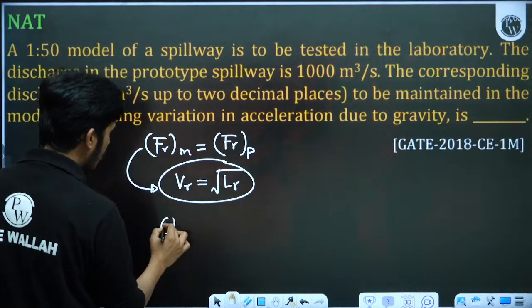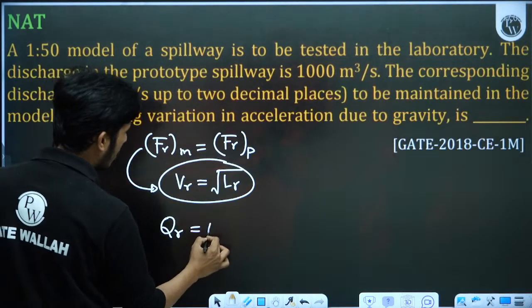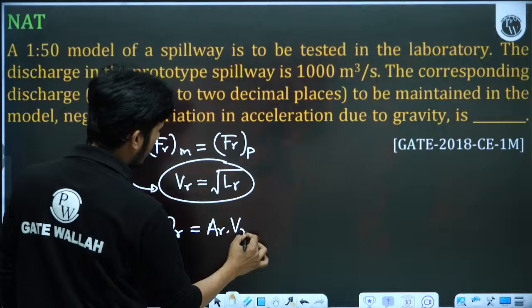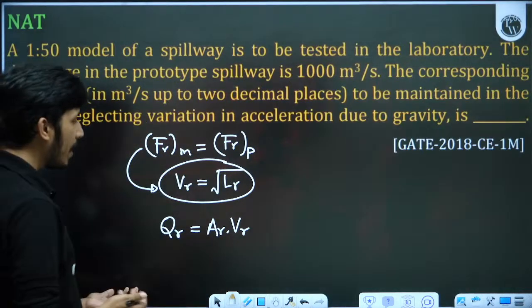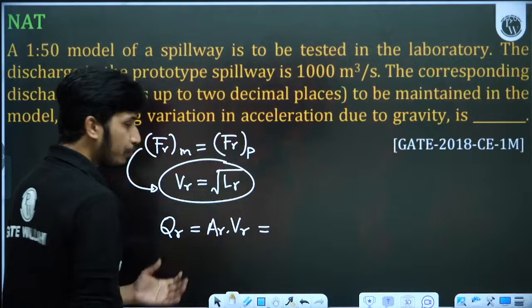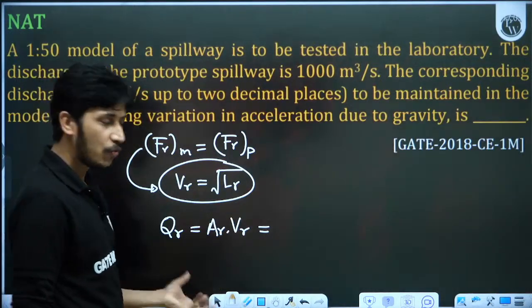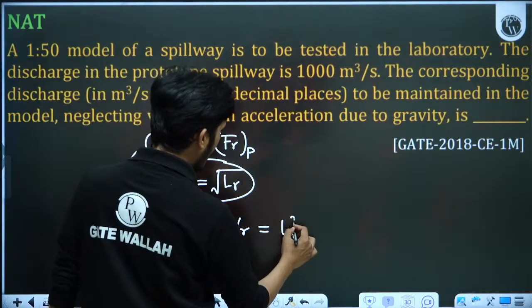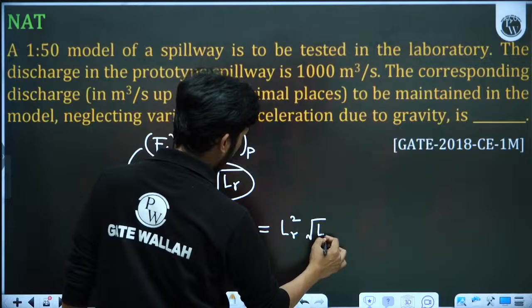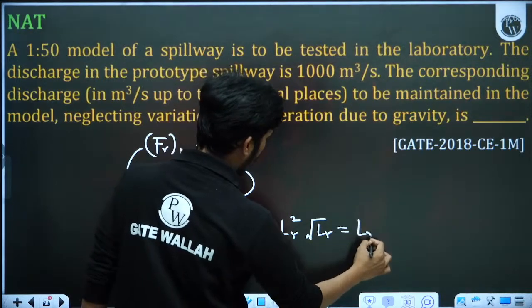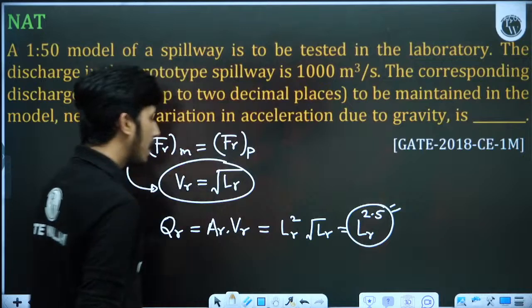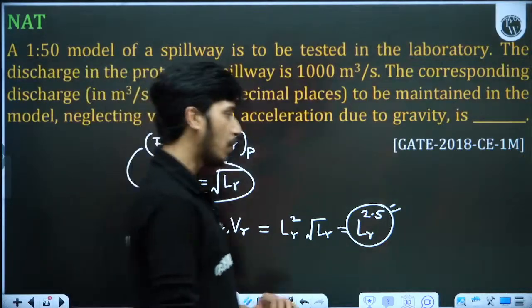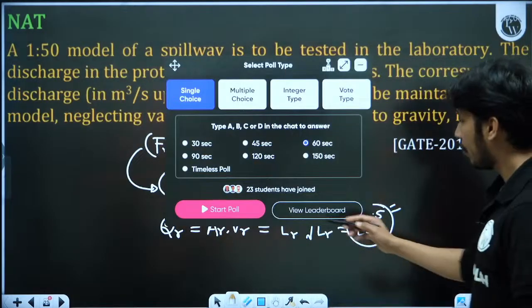So what will the discharge ratio be? The discharge ratio will be equal to area ratio into velocity ratio, because discharge is area into velocity. Area has dimension length squared, so area ratio will be LR square, and velocity ratio we calculated as root LR. So LR into root LR, LR raised to power 2.5. So always remember, in Froude's model law, the discharge ratio is LR raised to power 2.5. So we can solve this question now.